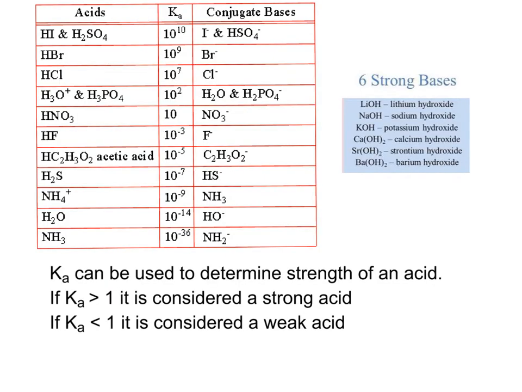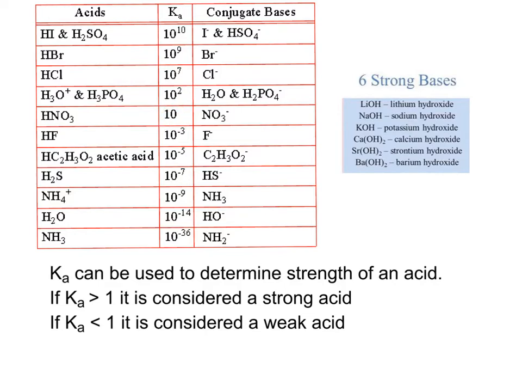Listed here are a list of acids and their conjugate bases. We did talk about what a conjugate base and a conjugate acid are. If you notice, the Ka value up at the top here is 10 to the 10th. That's a very large positive number, and that's telling me the acids like HI and H2SO4 that we know to be strong acids are indeed strong, just like HBr, HCl, H3O plus, and HNO3. From here up, these are all strong acids because the Ka value is larger than 1.